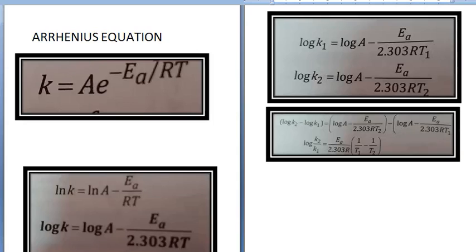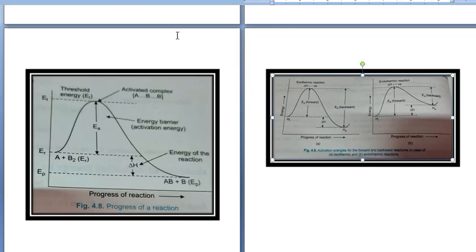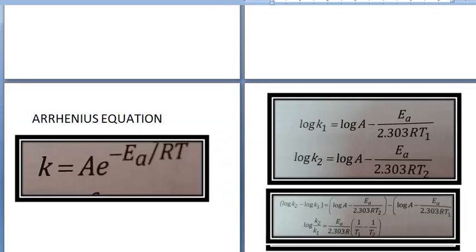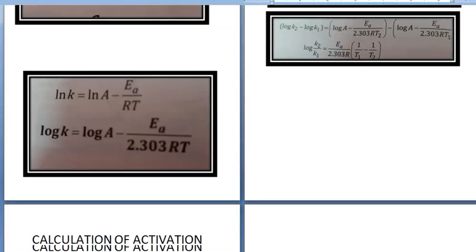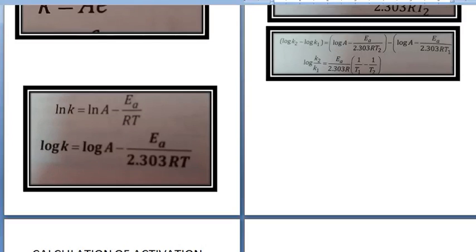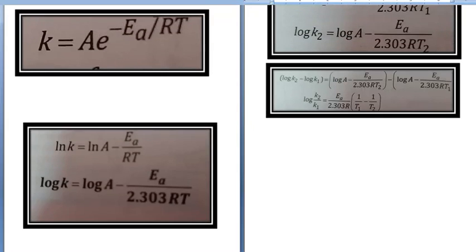Okay, so one second. Taking log of both sides, log K is equal to log A minus EA upon RT. If you take log to the base 10, it becomes log K is equal to log A minus EA upon 2.303 RT. This you have to remember because in the numericals you will be using this formula.